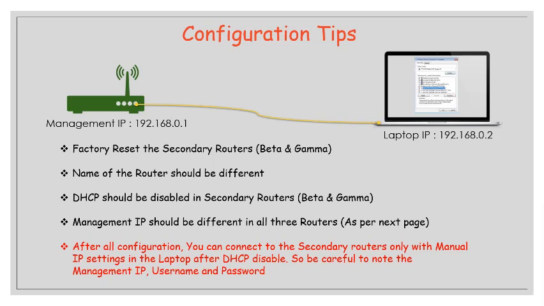Management IP of all the routers should be different. The main reason is you have to connect to each and every router in case of any issues, so you have to keep the management IP addresses different. Now after all these configurations, you can connect to these secondary routers only with the manual IP that you are going to set up, because you have disabled the DHCP server. So please be careful to note down the management IP address, the username and password that you are configuring on these secondary routers.